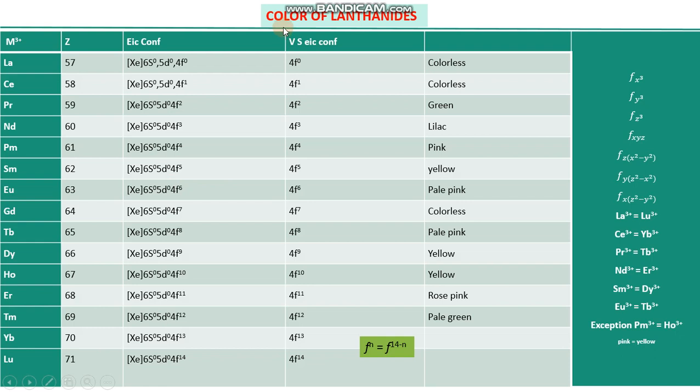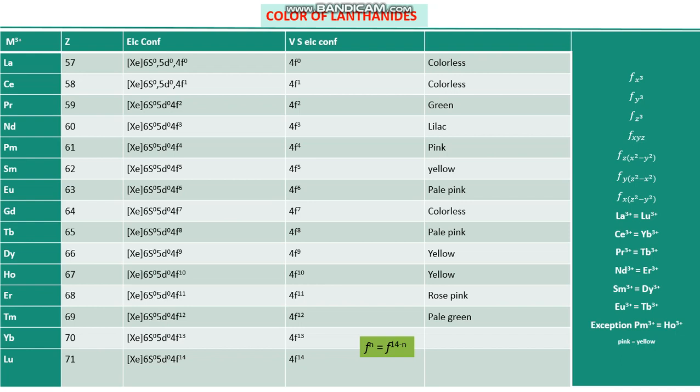Color of lanthanides. I am sure you are familiar with the color of d block elements, which you have discussed in your previous semester. The color of transition metals is because of their d-d transition. Also, you know why d orbitals split. It depends upon the geometry around the metal ion. Whenever a ligand approaches the metal center, the d orbitals split accordingly on the basis of the directionality of the ligand, that is, in which direction the ligand approaches the metal ion.